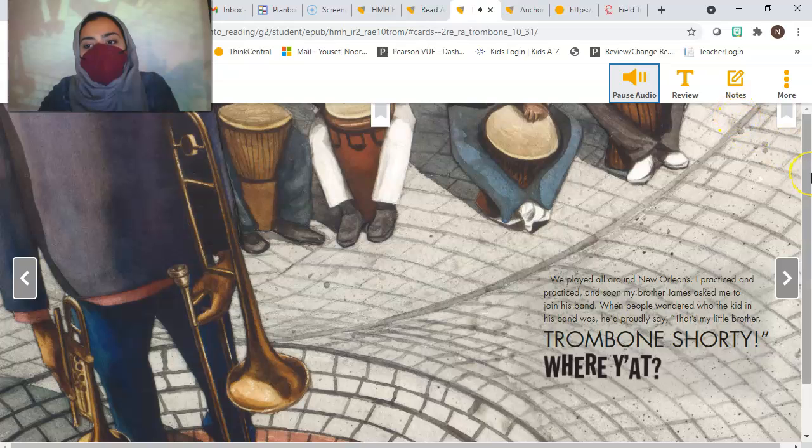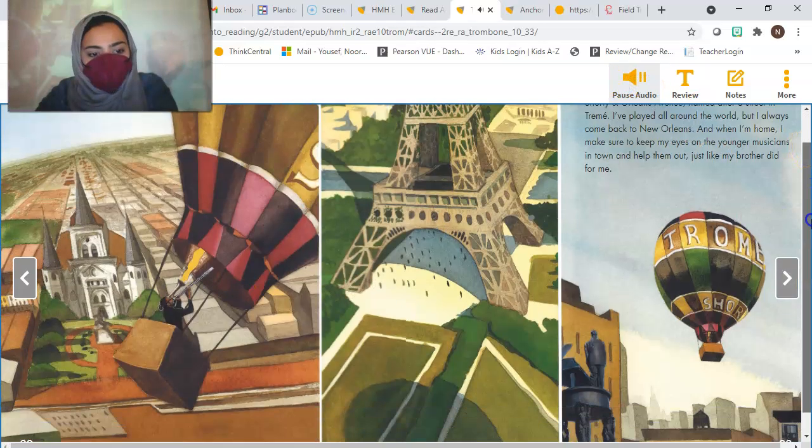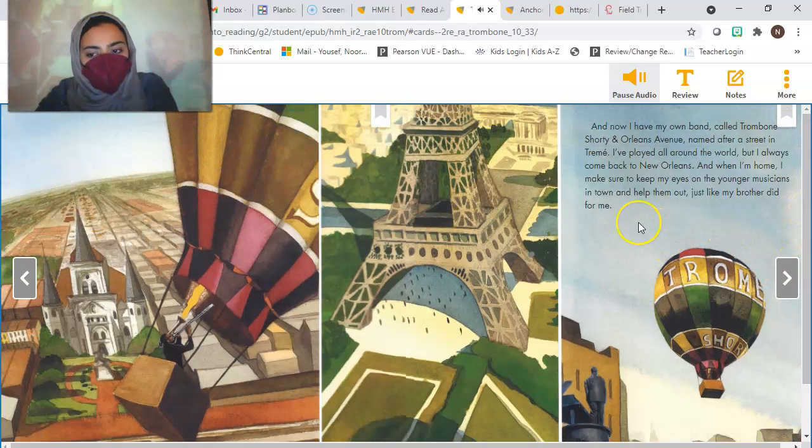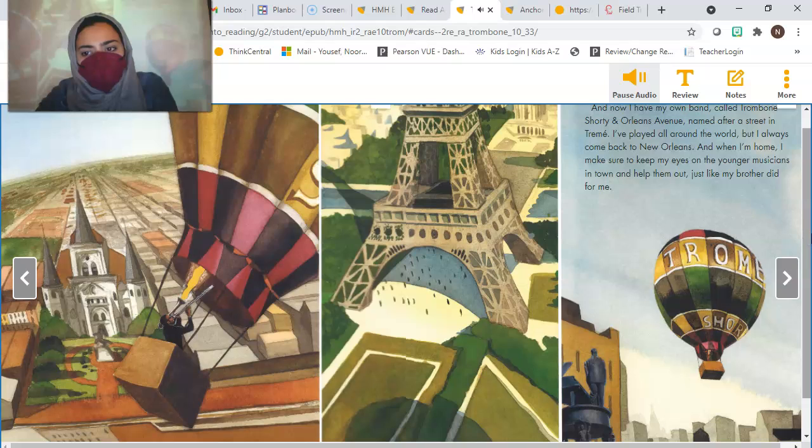We played all around New Orleans. I practiced, and soon my brother James asked me to join his band. When people wondered who the kid in his band was, he'd proudly say, "That's my little brother, Trombone Shorty. Where ya at?" And now I have my own band, called Trombone Shorty and Orleans Avenue, named after a street in Treme. I've played all around the world, but I always come back to New Orleans. And when I'm home, I make sure to keep my eyes on the younger musicians in town and help them out, just like my brother did for me.